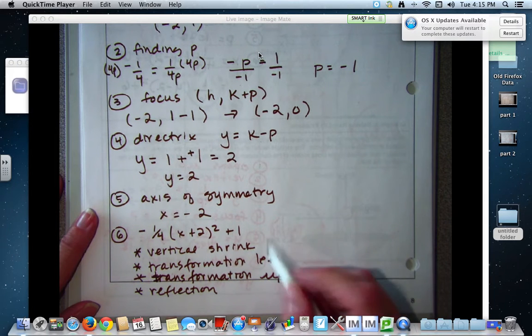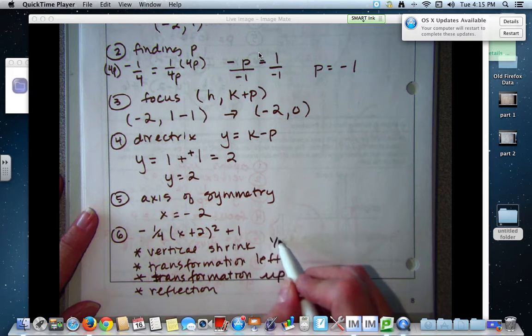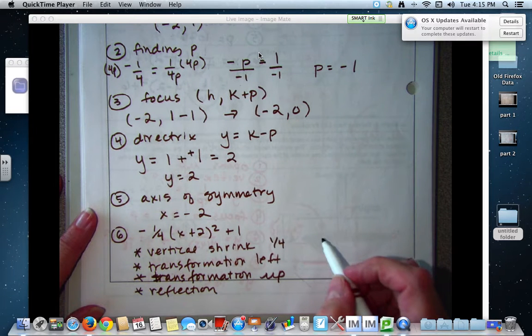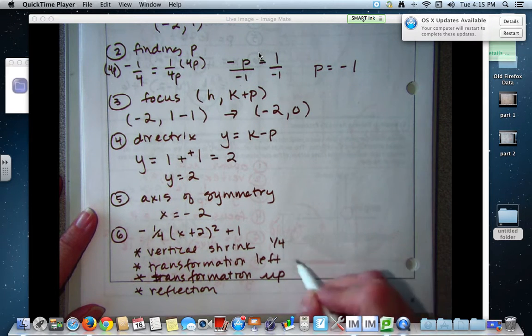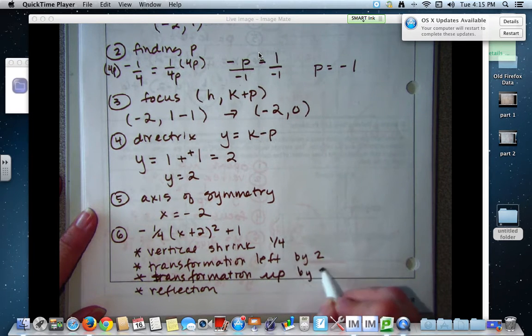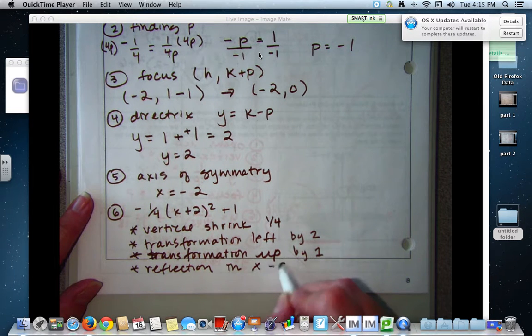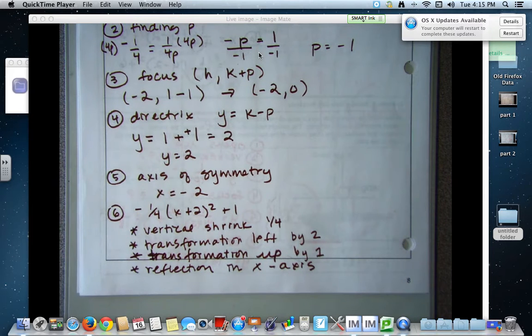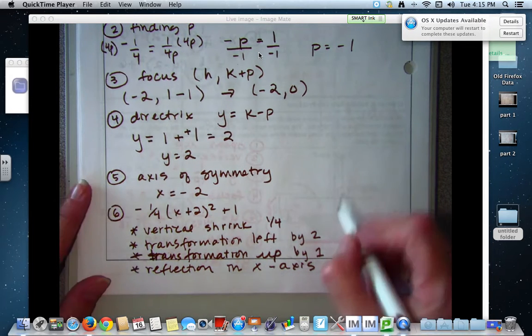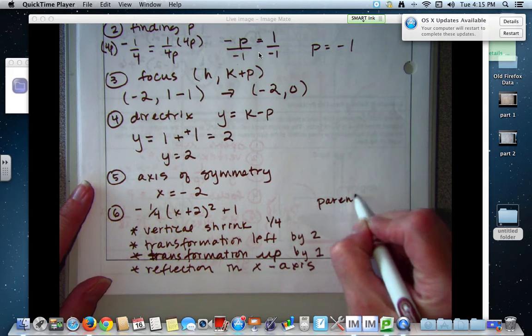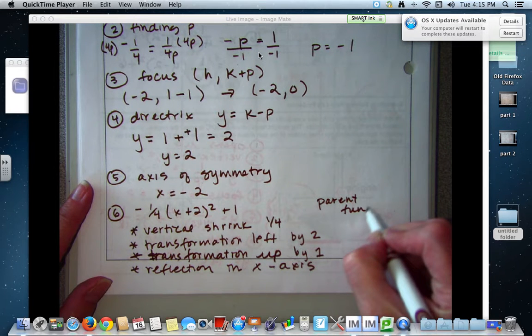So we have a vertical shrink by a factor of 1/4. We have a transformation left by 2. We have a transformation up by 1. And we have a reflection in the x-axis. And this is in relationship to our parent function, which is y equals x squared. And we are working with y equals -1/4 times x plus 2 squared plus 1.